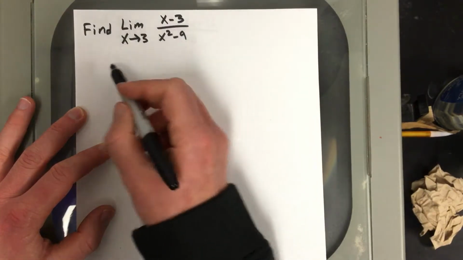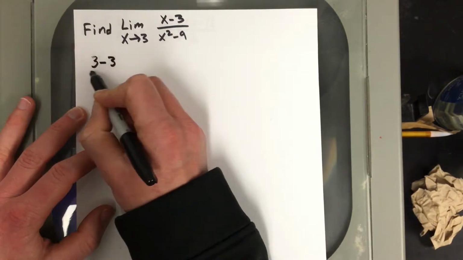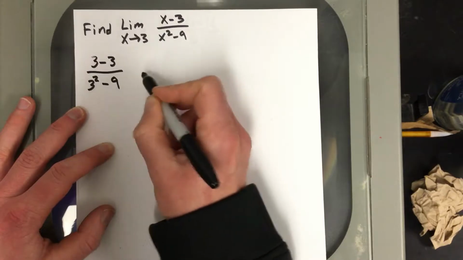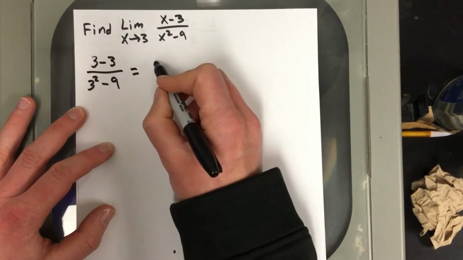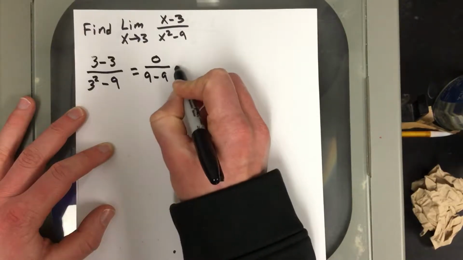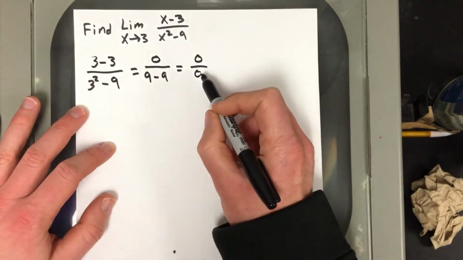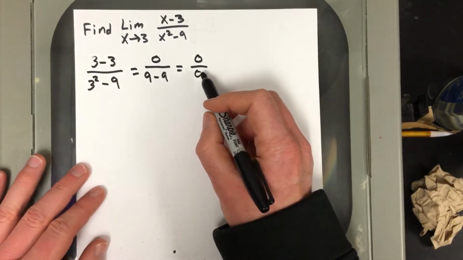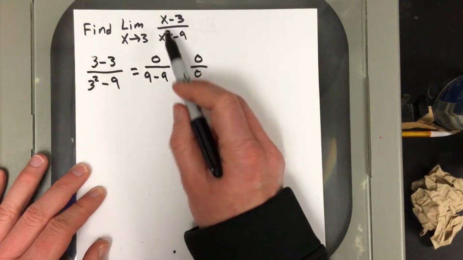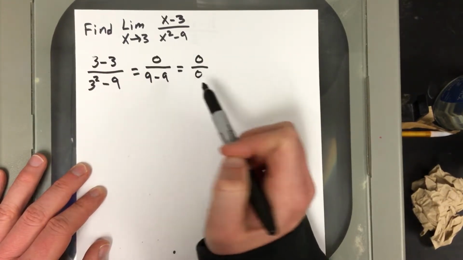So I plug 3 in, and that's going to give 3 minus 3 over 3 squared minus 9. 3 minus 3 is 0 over 9 minus 9, which is 0 over 0. This is undefined. We cannot divide by 0. So this function does not have a domain value of 3 because we're getting something that's undefined.